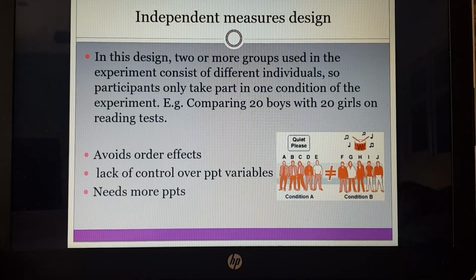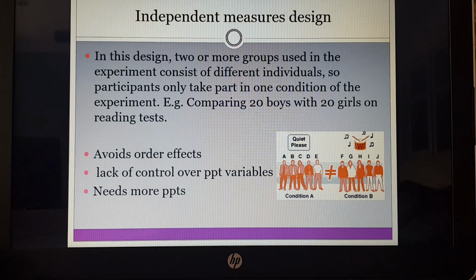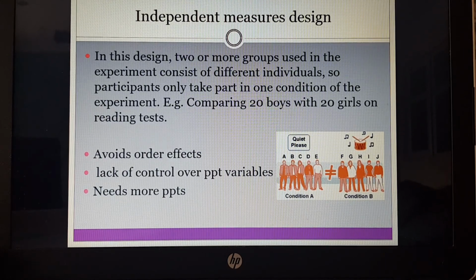Firstly, independent measures is where 2 or more groups in an experiment are used. So participants take part in only one condition in the experiment. For example, if you're comparing 20 boys with 20 girls on reading tests, you would have a separate group of 20 boys and a separate group of 20 girls. So they're either in the 20 boys or the 20 girls group. That is independent measures design.